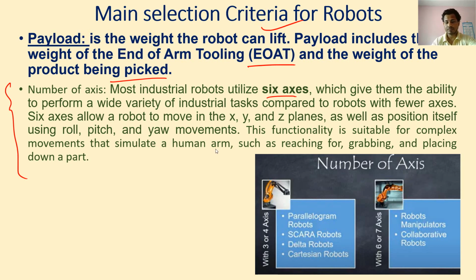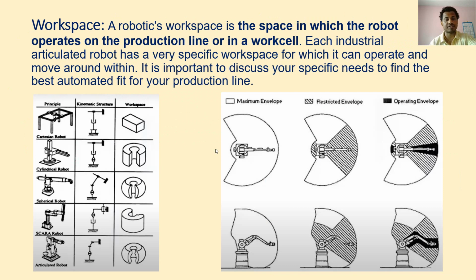So, workspace. A robotic workspace is the space in which the robot operates on the production line or in a work cell. Each industrial articulated robot has a very specific workspace within which it can operate and move around. It is very important to discuss our specific needs to find out the best automated fit for our production line.